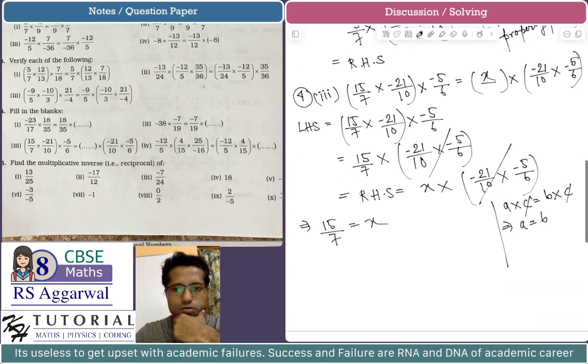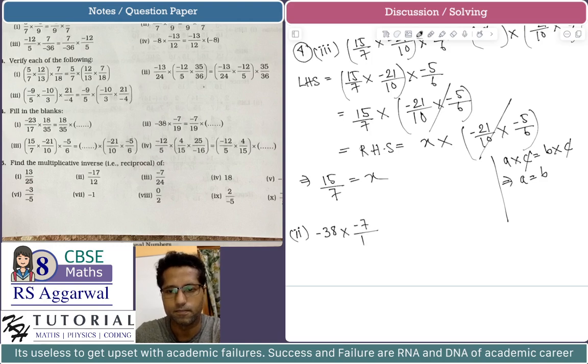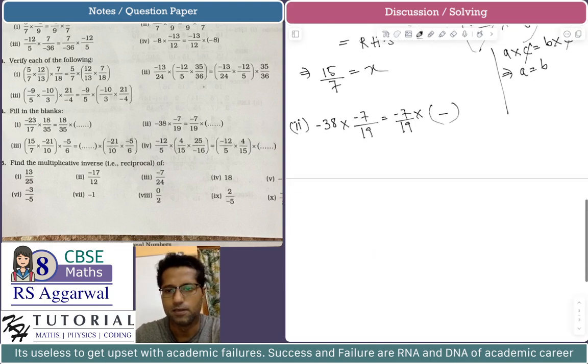So let's do another problem. Let's say we are doing part 2 of problem number 4. We have to verify minus 38 multiplied by minus 7 by 19 is equal to minus 7 by 19 multiplied by fill in the blanks. Now this is super easy.